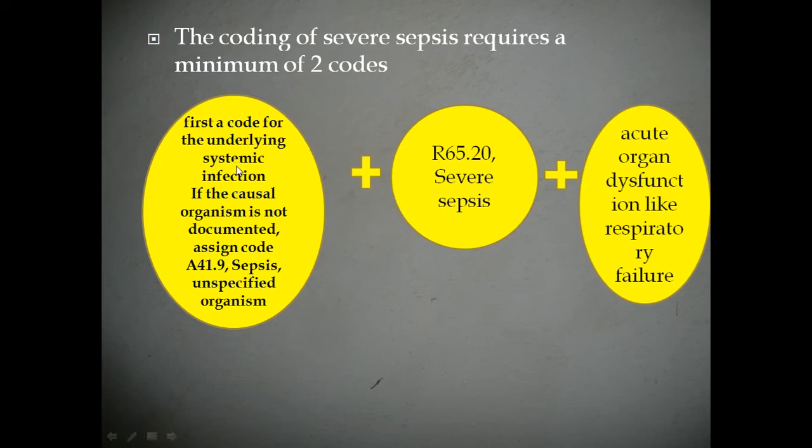So sepsis with the underlying infection, along with that severe sepsis, and along with this we have to code the organ dysfunction also, like respiratory failure, liver failure, or any organ dysfunction that is there. We have to code that along with these 2 codes, that is the underlying infection code, the severe sepsis code, and the organ dysfunction. So minimum 2 codes, maximum of 3 codes. This is how we assign the ICDs for a patient who has severe sepsis.